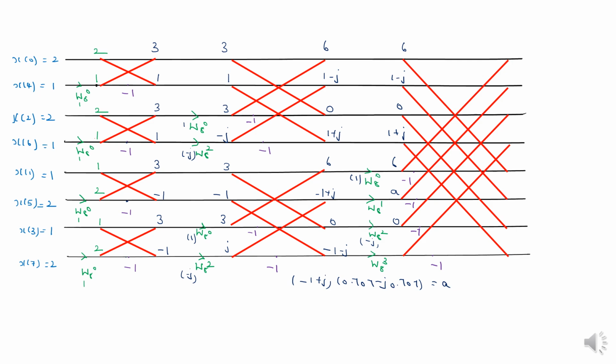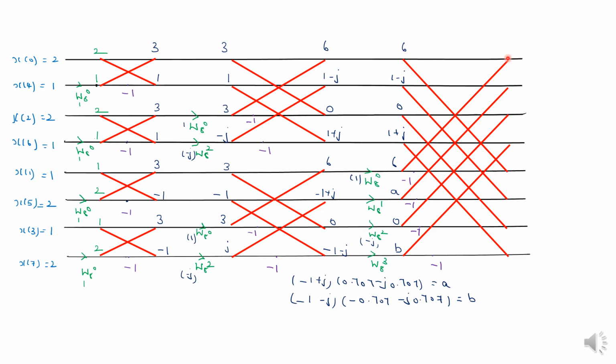Similarly, the value at this particular point is minus 1 minus j into the twiddle factor w suffix 8 power 3. So w suffix 8 power 3 is given by minus 0.707 minus j 0.707, whose value I'm writing as b, because we don't have space to mention it clearly there. Now, having represented the inputs of stage 3, we need to find finally the output of stage 3.